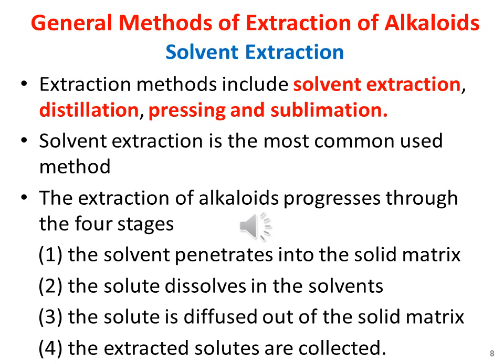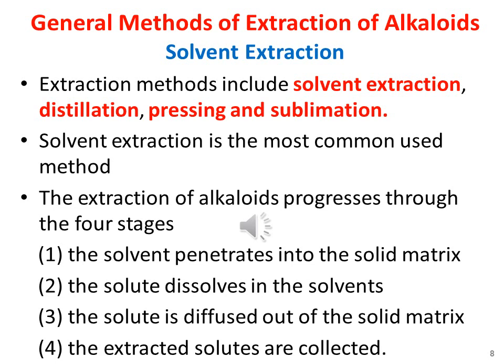Extraction is the first step to separate the desired natural product or the alkaloids from the raw material. Extraction methods include solvent extraction, distillation, pressing, and sublimation, according to the extraction principle. Solvent extraction is the most widely used method.